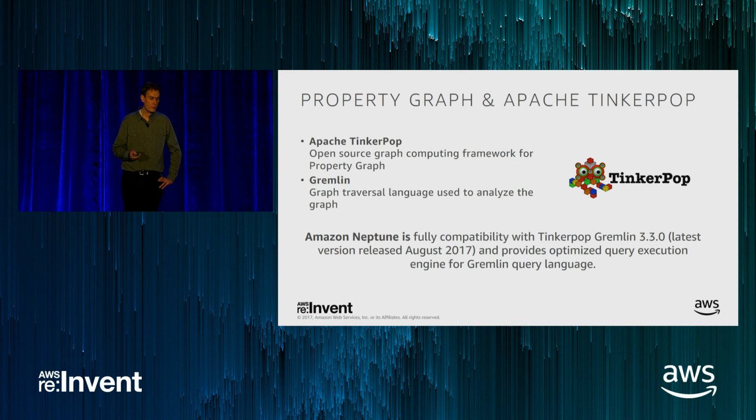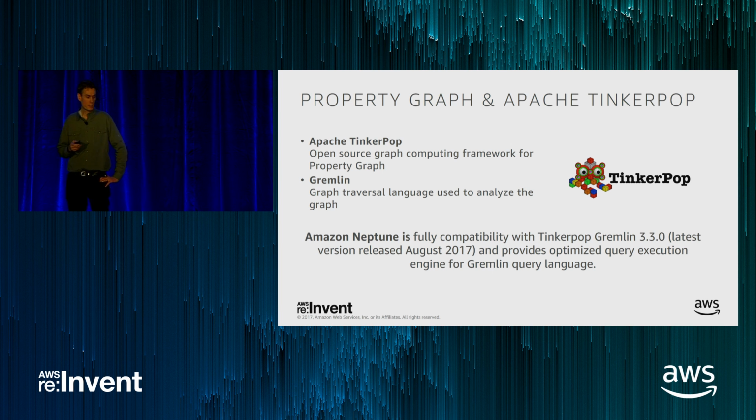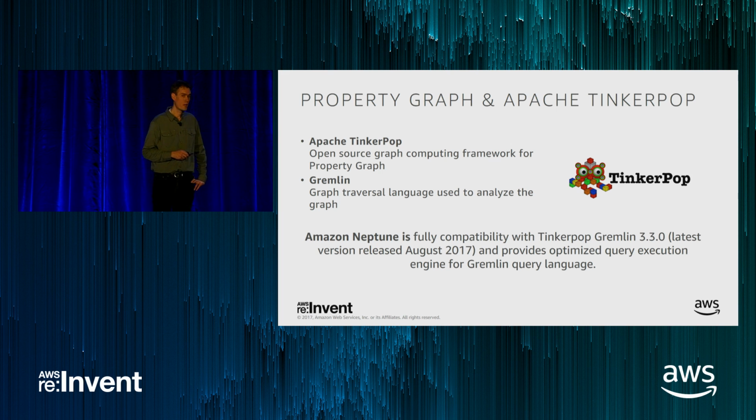Now, as we mentioned before, Tinkerpop is the open source option for writing and processing property graphs. And Amazon Neptune is fully compatible with Apache Tinkerpop and the Tinkerpop Gremlin 3.3 release, which is the current one as of August this year. And we provide optimized query execution for traversals that you've written in Gremlin.